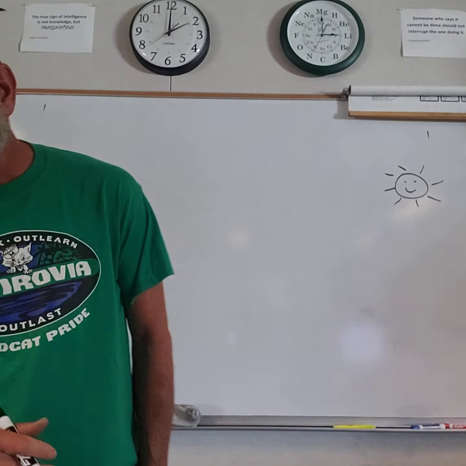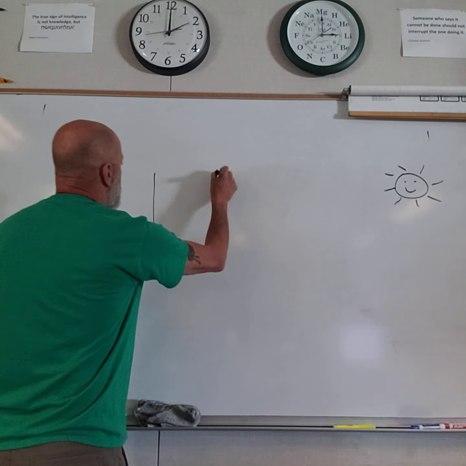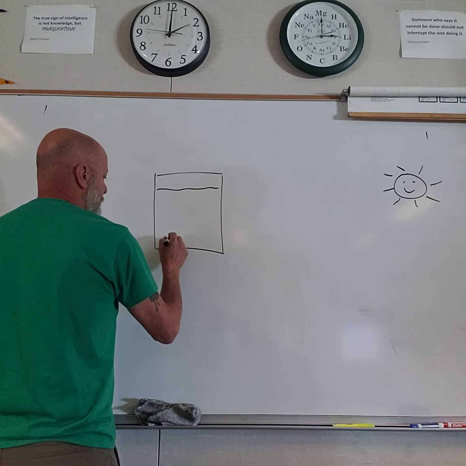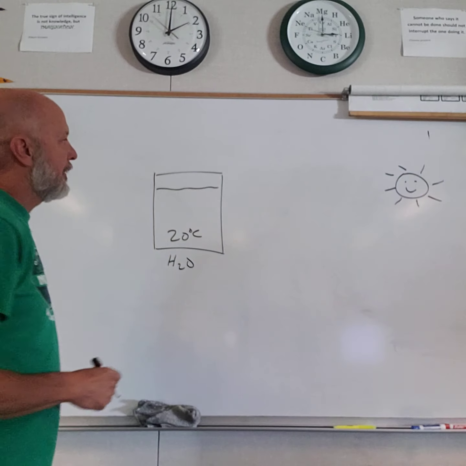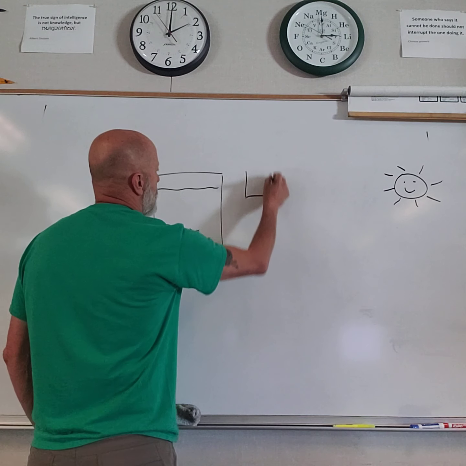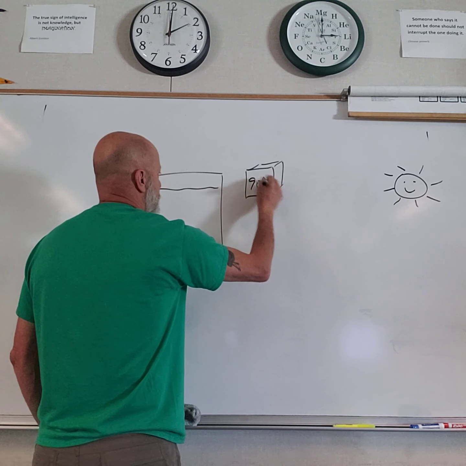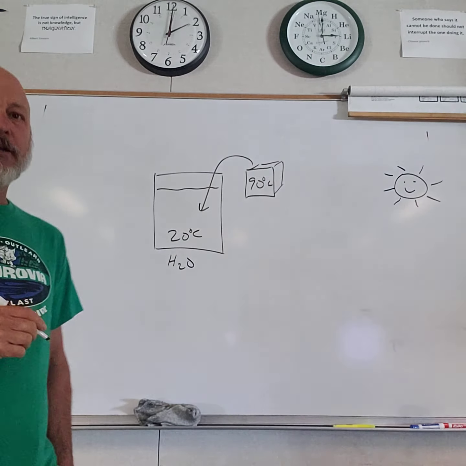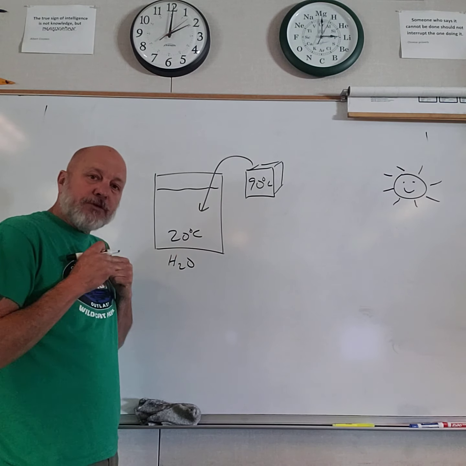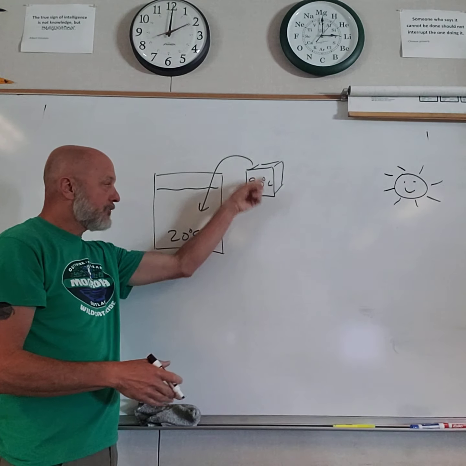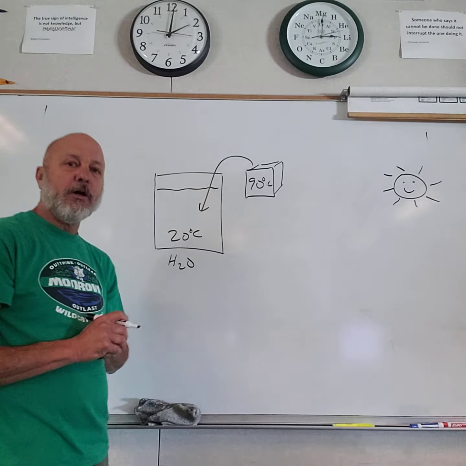Okay. Now, as we know from before, let's say I've got some H2O. It's at 28 degrees C. And I put in some sort of block of hot metal, and it's at 90 degrees C. And I drop that in. What happens, since this is hotter than the water, then the metal is going to give off energy to the water. Heat is going to flow, or a transfer of thermal energy from the metal to the water.